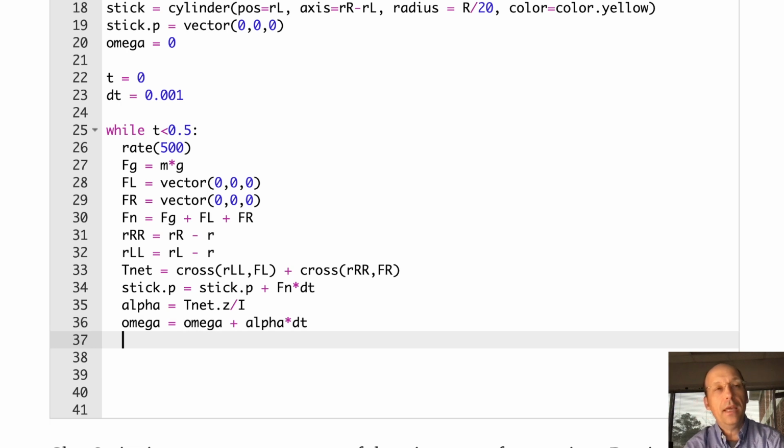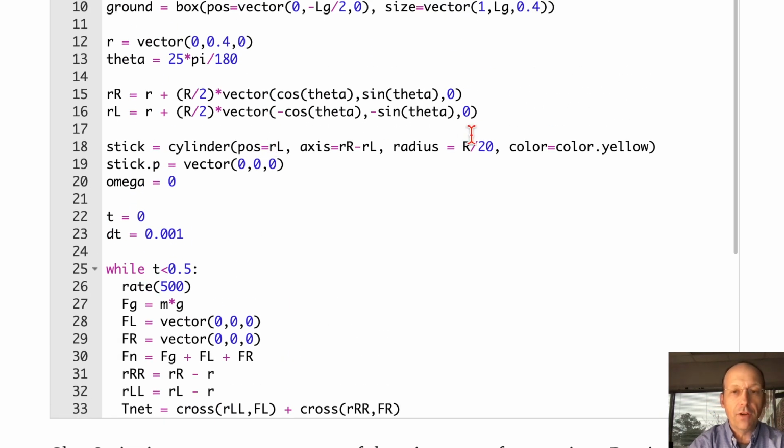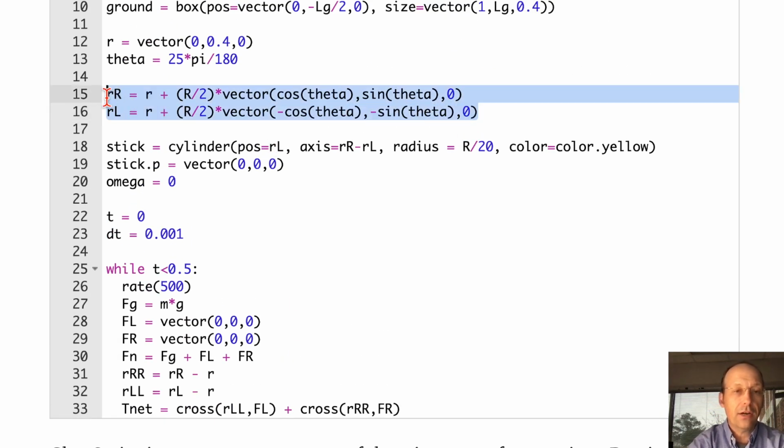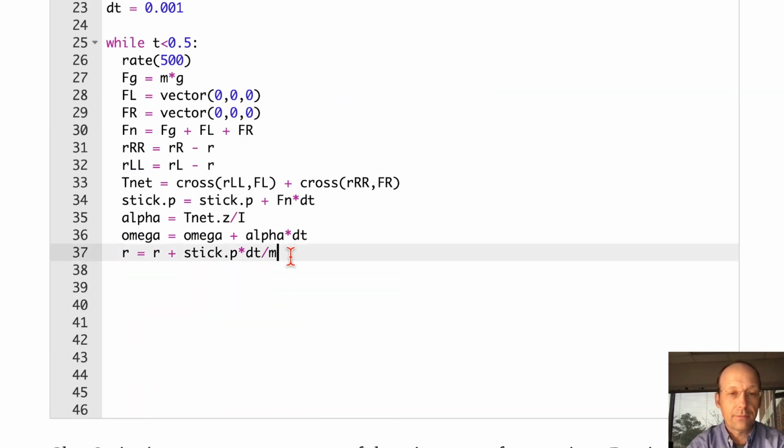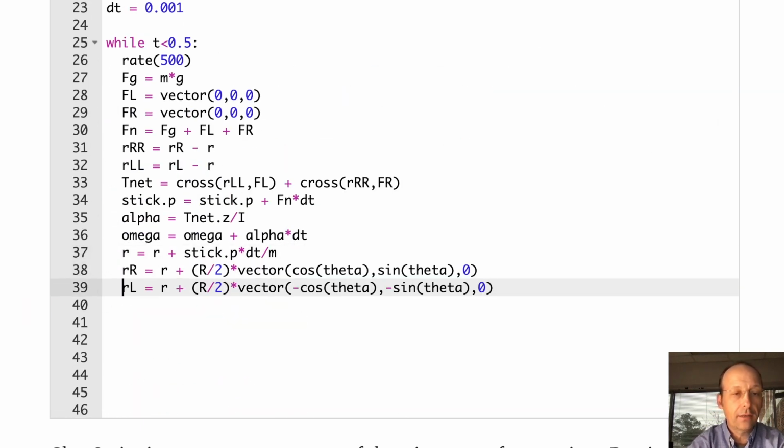Okay, now I can update the position. So let's update R. R equals R plus stick.p times dt divided by m. So you'll notice that I'm updating the center of the stick. But when I want to actually move the graphical stick, I have to move the ends. So I need to recalculate RL and RR and then draw the stick. So let's just copy this. I'm going to redo this, right? I know theta. Actually, I should calculate theta first, but it doesn't really matter. Okay, so I'm going to redo that. Now I know the position of the two ends of the stick.